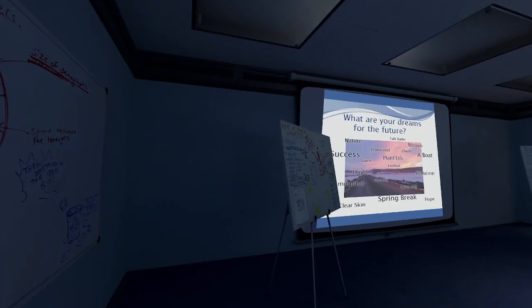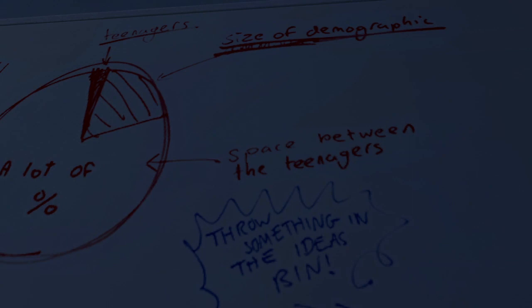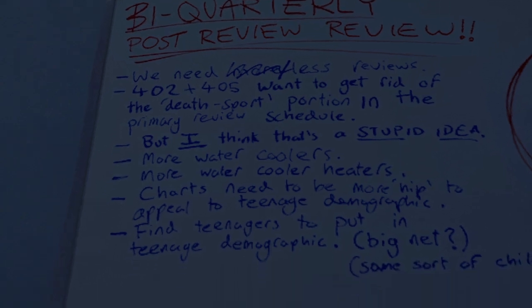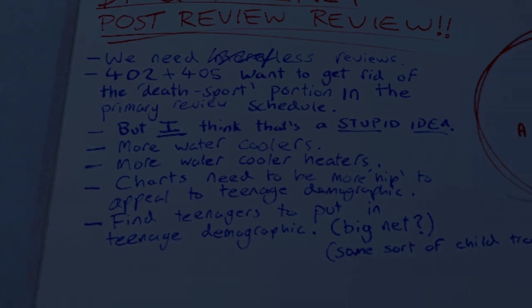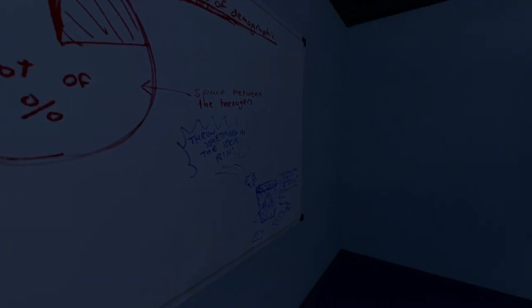And it's funny, actually. I'm reading these in more detail now that I'm doing it on stream. Size of demographic space between the teenagers. Bi-quarterly post review. Of course we need less reviews. Well, yes, 402 and 405 want to get rid of the death sport portion in the primary review schedule, but I think that's a stupid idea. More water cooler heaters. Chart needs to be more hip to appeal to the teenage demographic. Why find teenagers to put in teenage demographic? Big net, some sort of child trap.